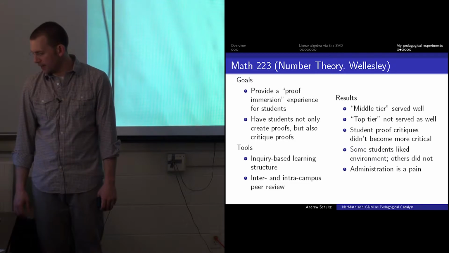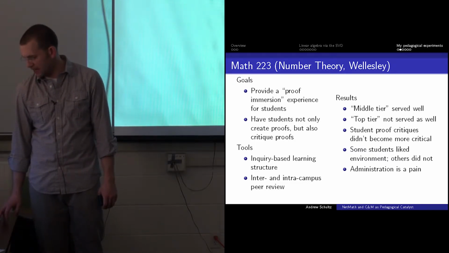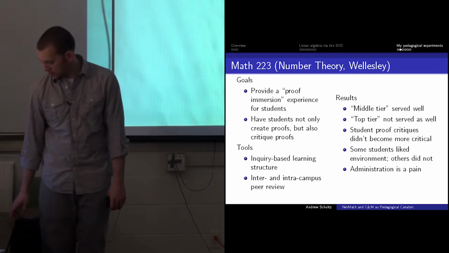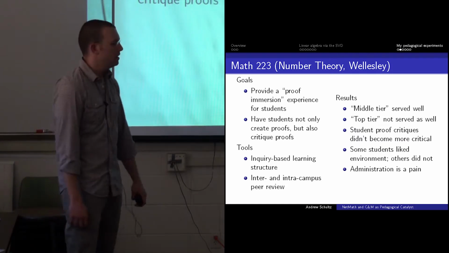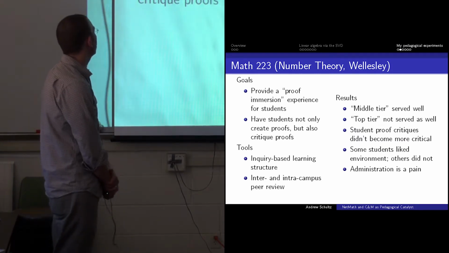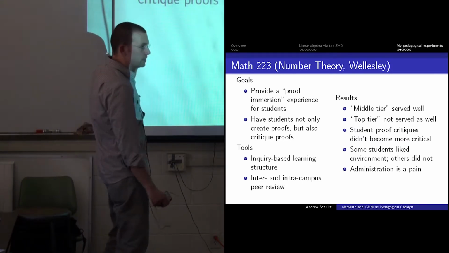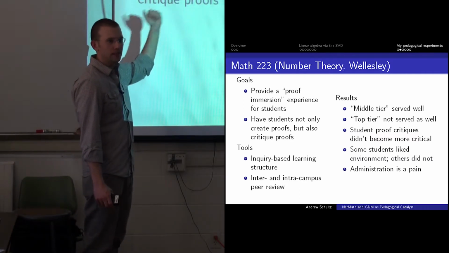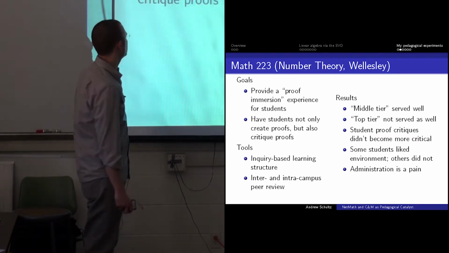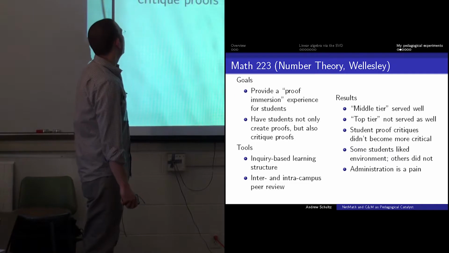I got to Wellesley, and I wanted to teach number theory again. This time I wanted to use what's called an IBL method for teaching, inquiry-based learning. This is sort of like a proof immersion experience, like a language immersion. This is math immersion, essentially.